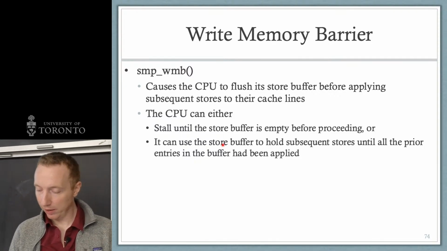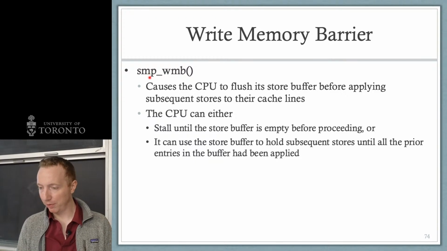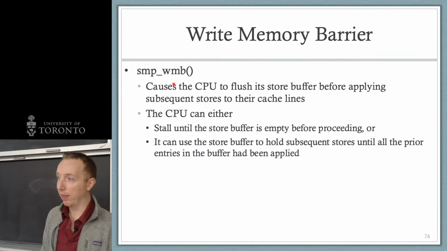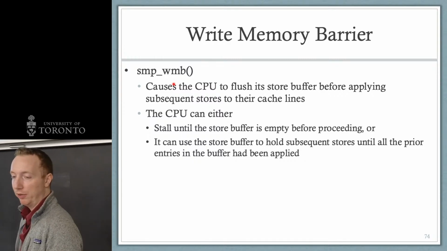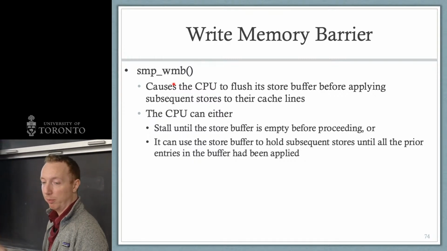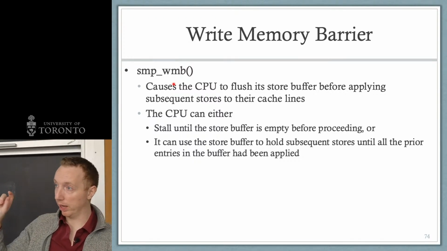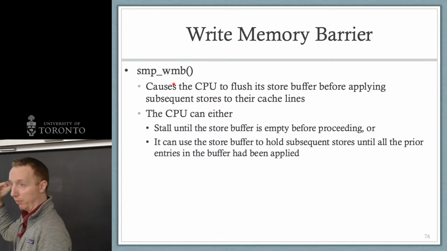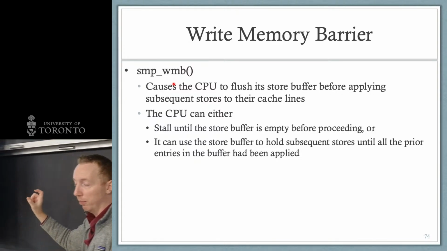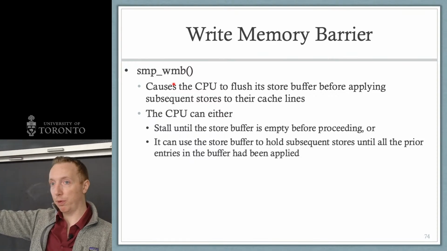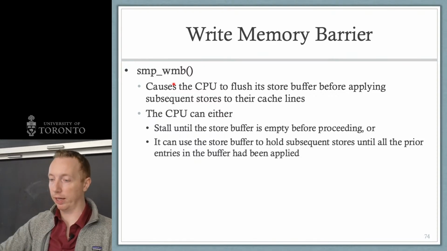In this case, one built-in function is called SMT write memory barrier. And that will force the CPU to flush its entire store buffer before applying any other stores. This is something you write in your program. If you write this in your program, it will make sure that all the stores above that line happen before any of the stores below that line happen.